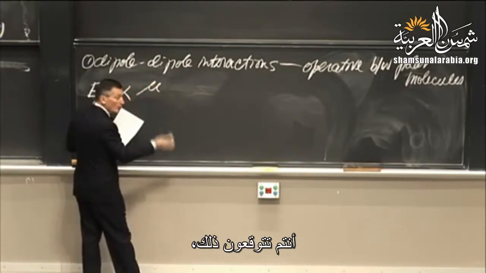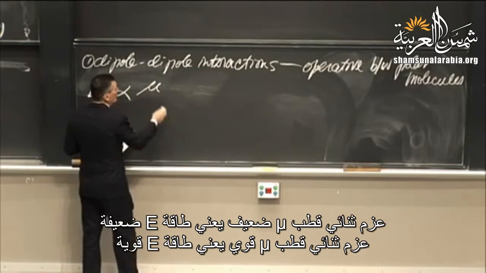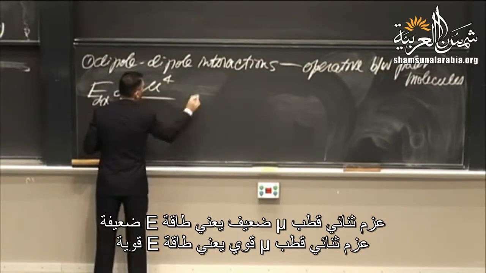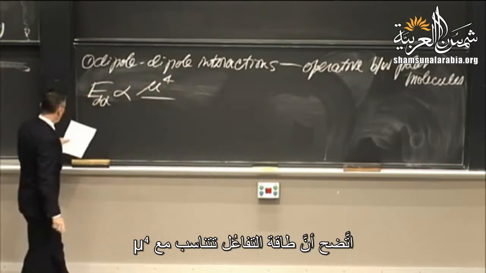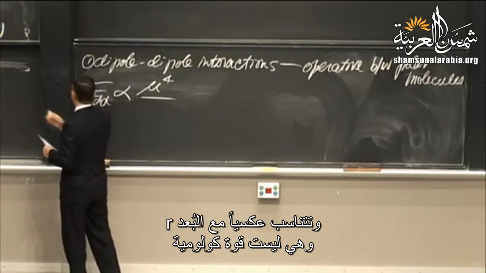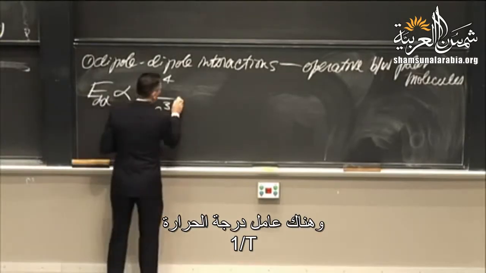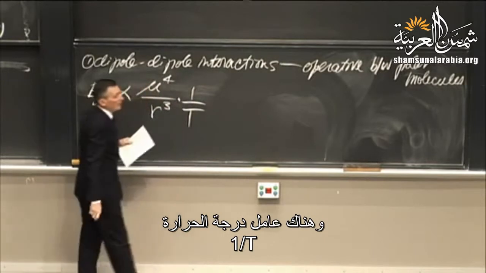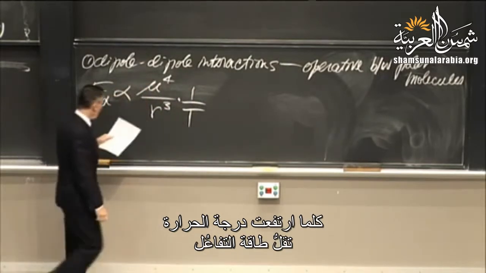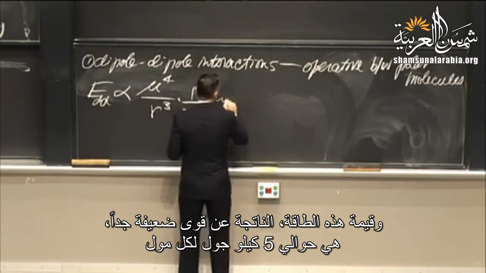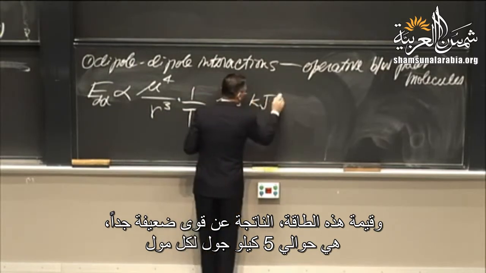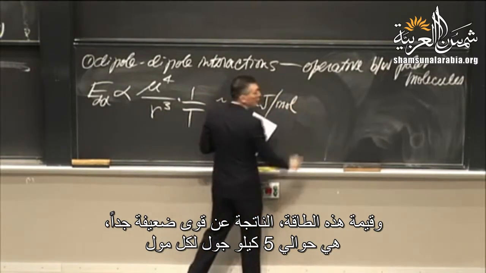You'd expect that. Weak dipole moment, weak energy. Strong dipole moment, strong energy. Turns out it goes as the fourth order of the dipole moment, and it's inversely proportional to the separation. Only it's not Coulombic, it goes as 1 over r cubed, and there's a temperature factor, 1 over T. As temperature goes up, this energy goes down. And these are very weak forces on the order of about 5 kilojoules per mole.